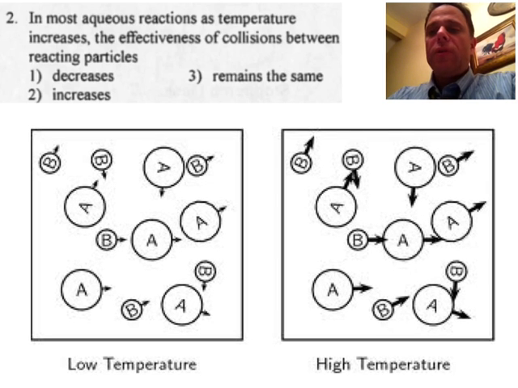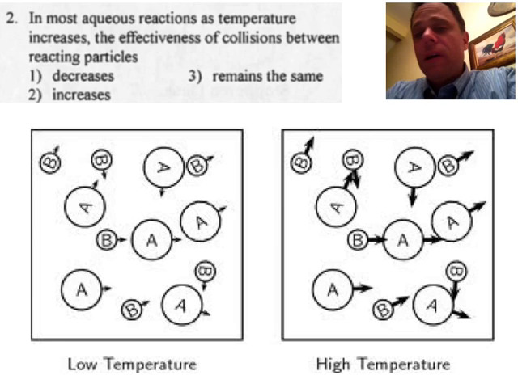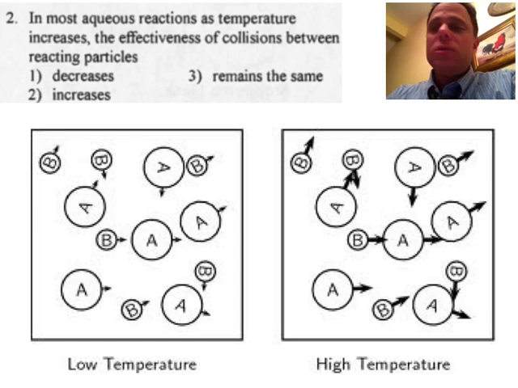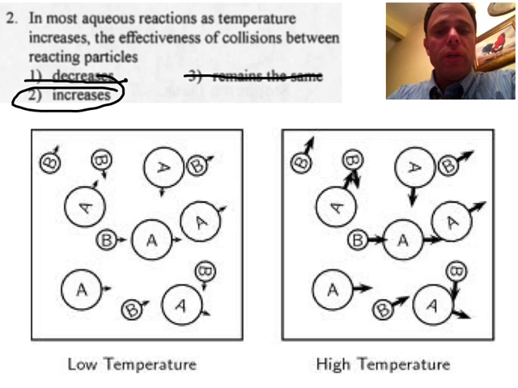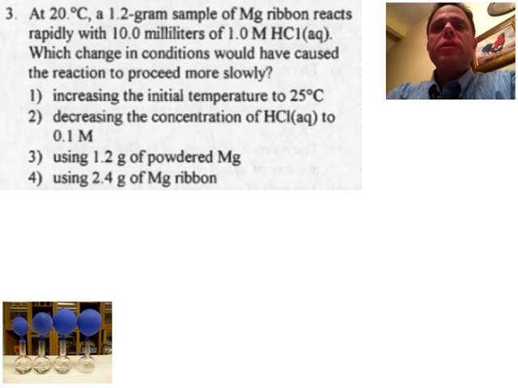Here we have on the left low temperature, and yes, they're moving around. Okay, they might collide in the right way with the right energy. Some reactions are going to occur. But raise the temperature, those particles are moving more. It's more likely that they will collide with the correct amount of energy, and there are more opportunities to collide correctly. Which one does that? Will it decrease? No. Will it remain the same? No. It will increase.